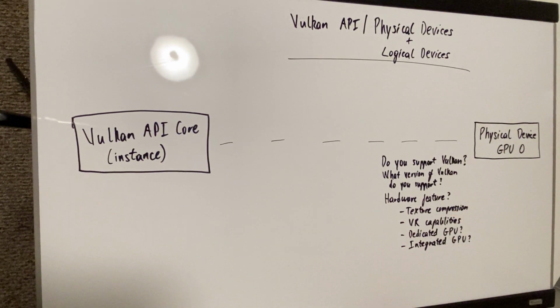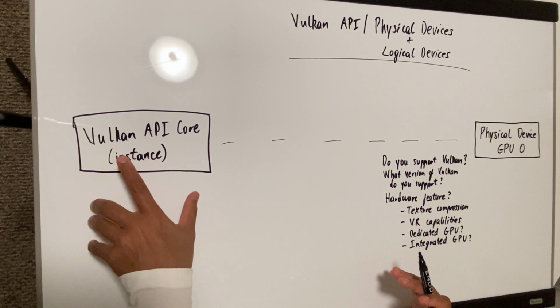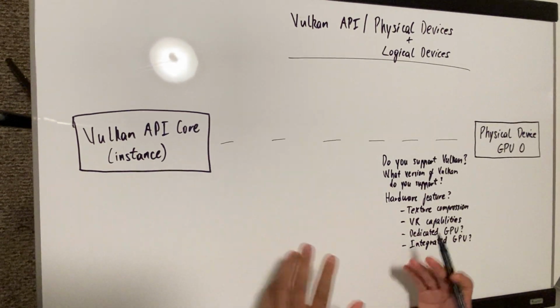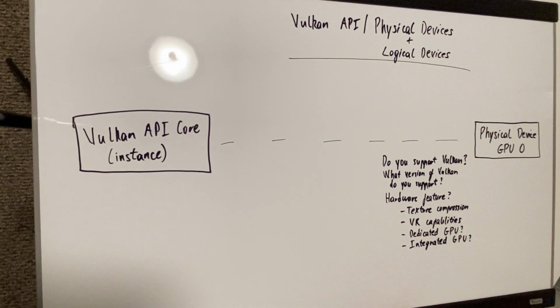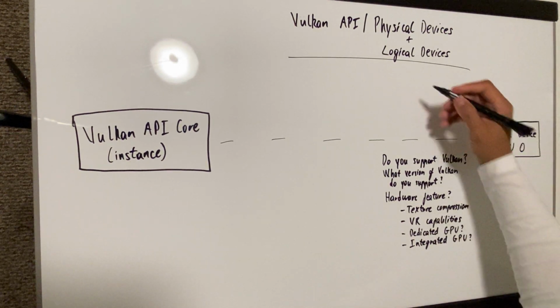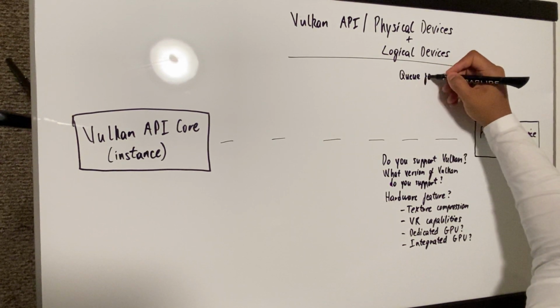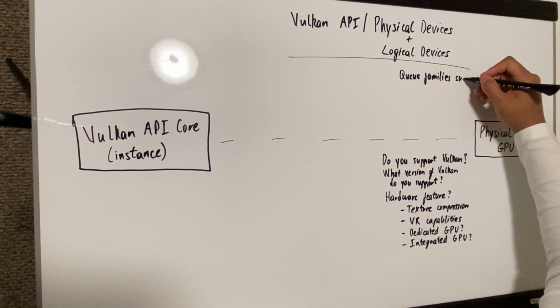There are more questions that we have. This relationship between the Vulkan API core, or the instance, and the physical device is almost like dating. So Vulkan is dating GPU 0. And in any dating situation, there are a lot of questions. So we're going to continue with the questions. Some more questions that we have are queue families supported.